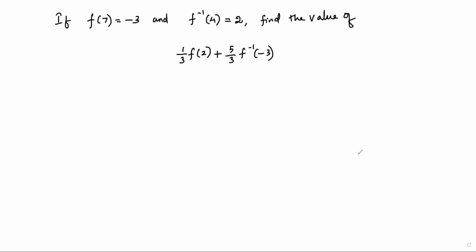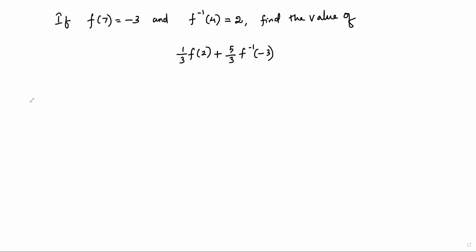If f of 7 equals negative 3 and f inverse of 4 equals 2, find the value of 1/3 of f of 2 plus 5/3 of f inverse of negative 3. Here we have two pieces of information. One is f of 7 equals negative 3 and the other is f inverse of 4 equals 2. Using this information, we have to find the value of this expression.